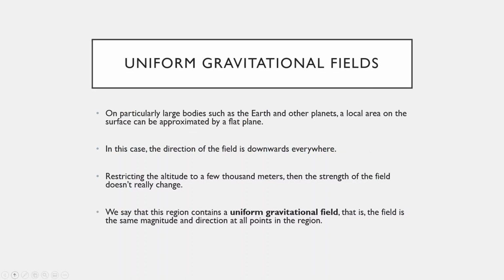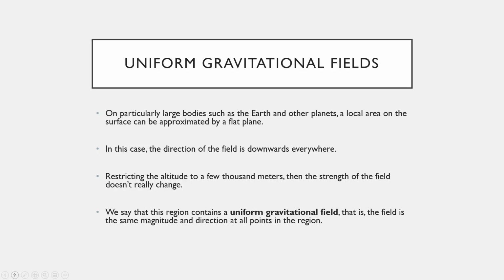Uniform, if you think about what the word means, you wear a school uniform. What does it mean to wear a school uniform? It means everyone wears the same thing, and everyone's identical, almost. So a uniform field is a field in which the field lines or the gravitational field strength vectors are the same everywhere. Then we call it uniform.